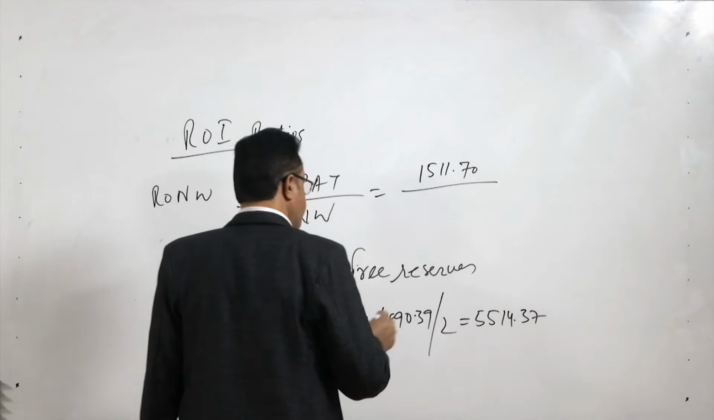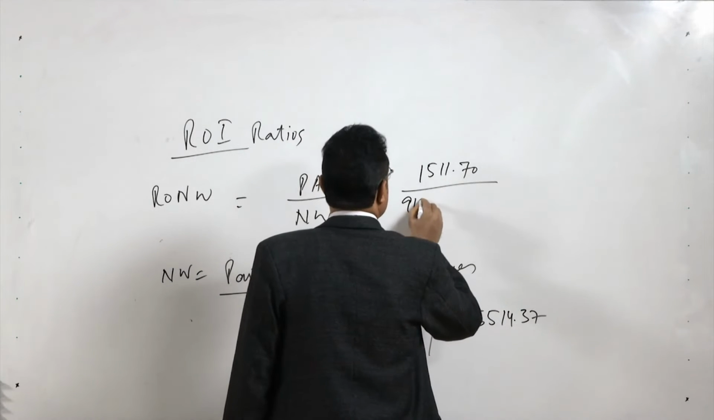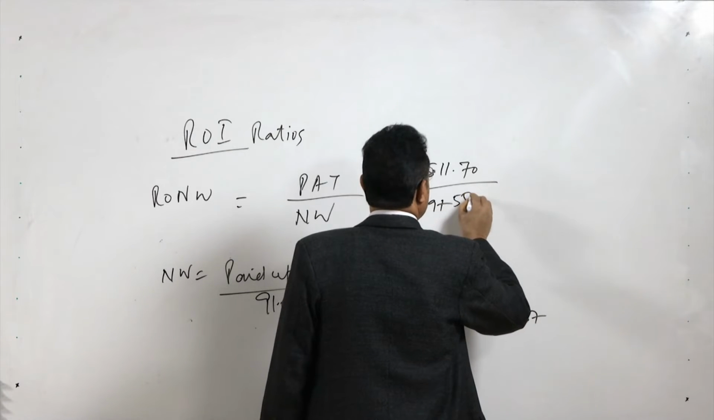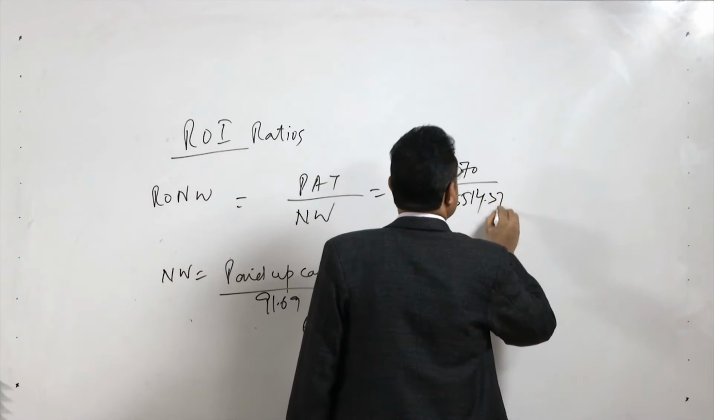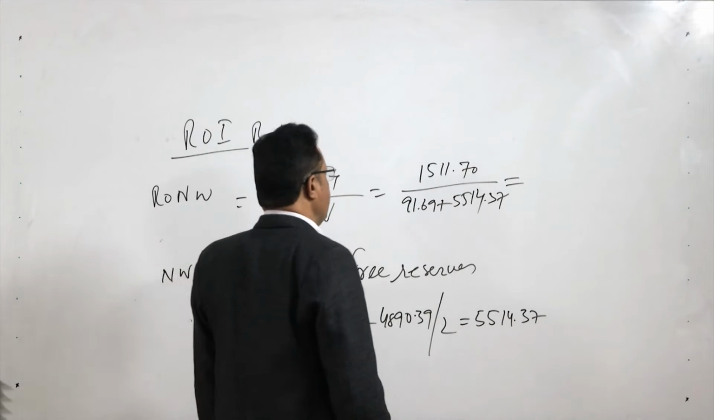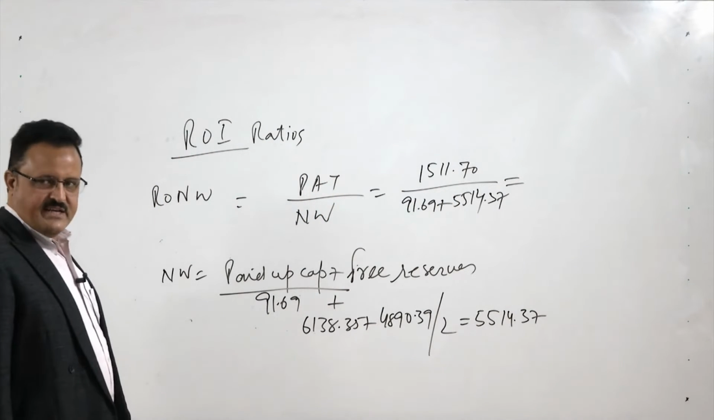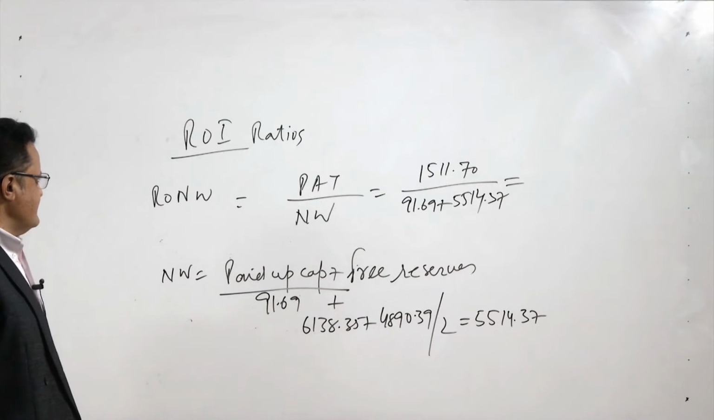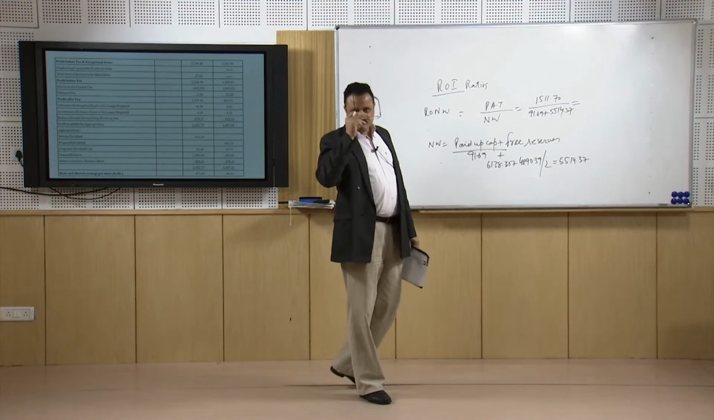So the total now is 91.69 crores plus 5514.37 crores. This is the total net worth, that is the average reserve and surplus plus total equity capital, and by the total of these two you are dividing the numerator, that is PAT, but PAT is also adjusted profit, where you do not take the exceptional incomes.